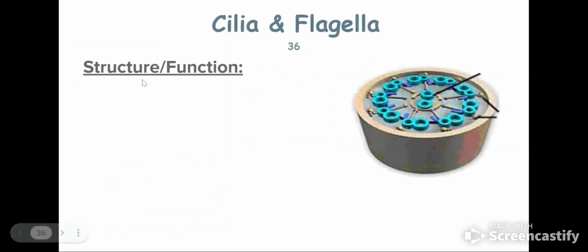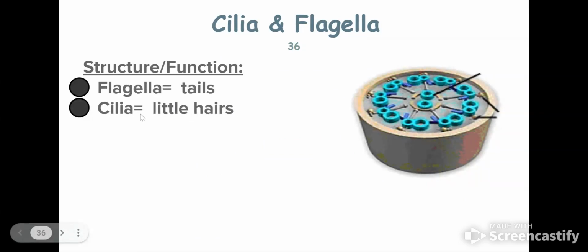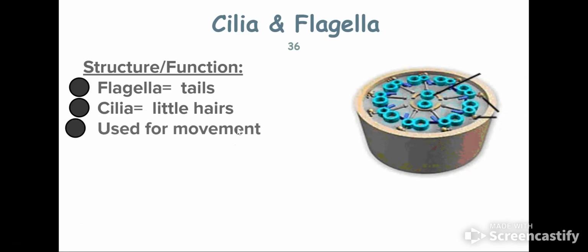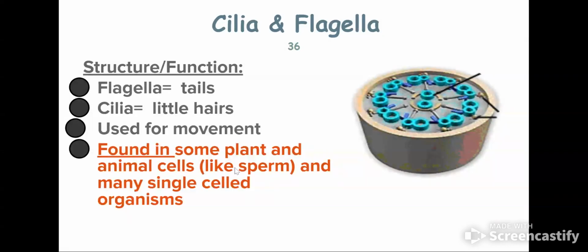Cilia and flagella. Flagella is a tail. Cilia are basically little hairs that surround a cell. They're used for movement. So if you're unicellular, flagella can help you move, like a sperm. Cilia are just tiny little hairs extending that also help with movement. They're found in some plant and animal cells like sperm, and most single-celled organisms like bacteria, euglena, and paramecium have either cilia or flagella to help them move around in their environment.